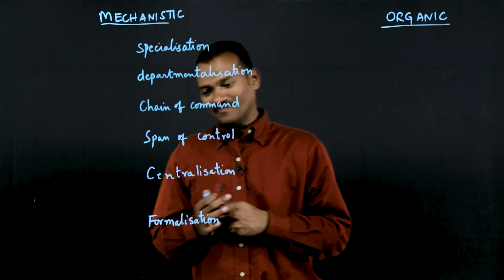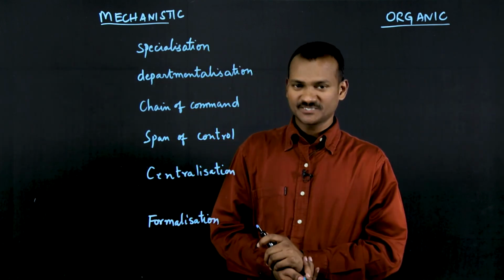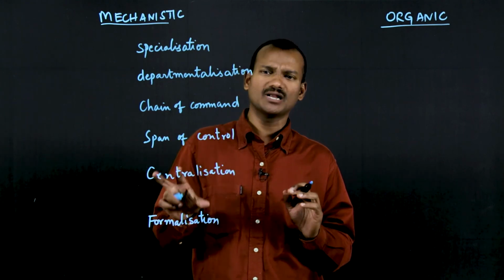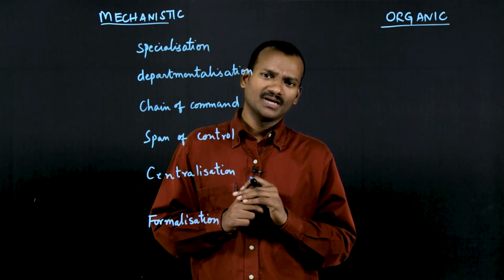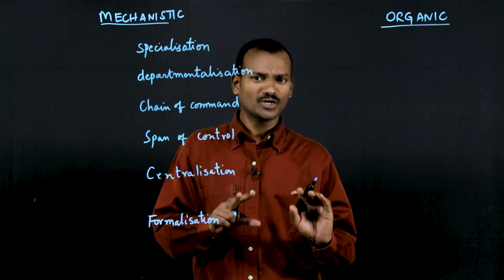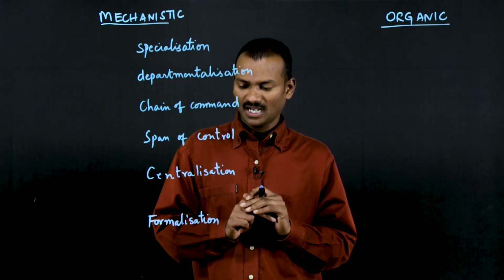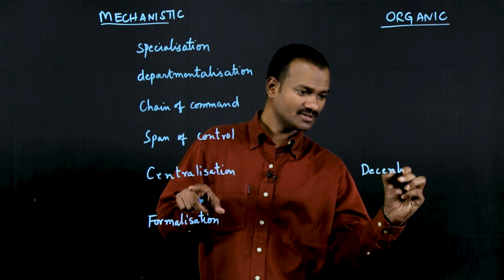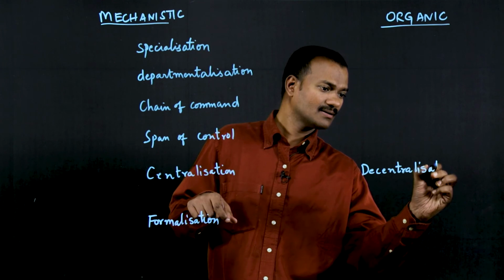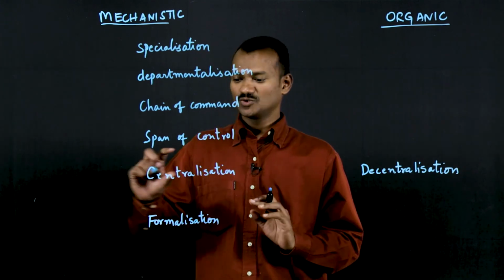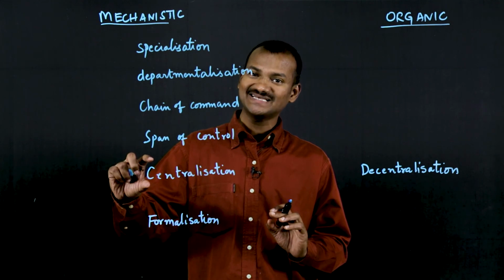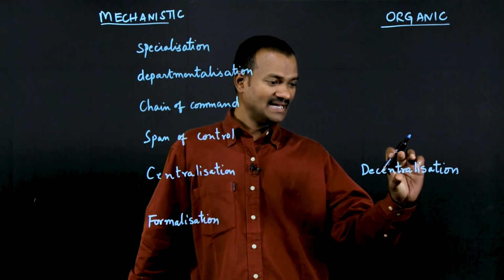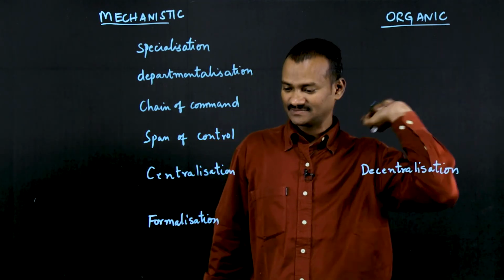Alright, now let us talk about centralization first. I don't want to repeat the same definition. Centralization is all about the degree to which the upper level managers are given the authority to take decisions. Only that much I would like to put here. But under organic structure, the concept is decentralization. So if your organization is following centralization, then you need to call that organization a mechanistic structure, and if it is decentralization, then it is organic.